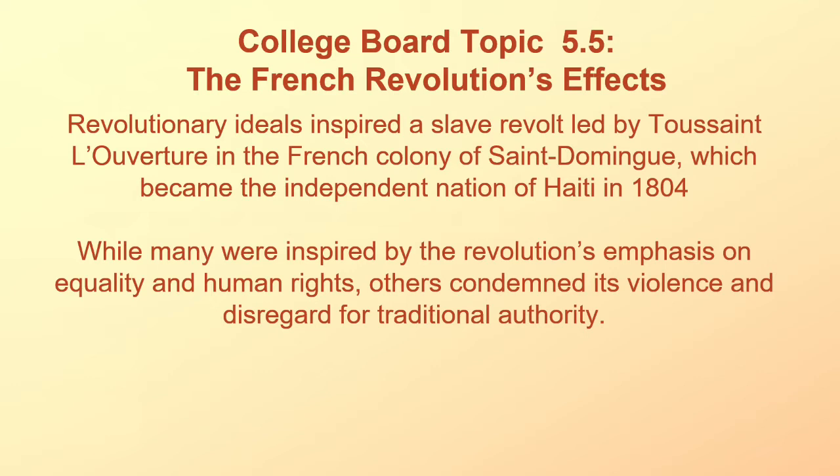Now that's going to get its own lesson, but today we are going to talk about the background that led up to this revolt. And also, while many were inspired by the revolution's emphasis on equality and human rights, others condemned its violence and disregard for traditional authority. And when we're talking about traditional authority, we're basically talking about things that people were used to in their old way of life. Things like dues and fees and feudalism and nobility.